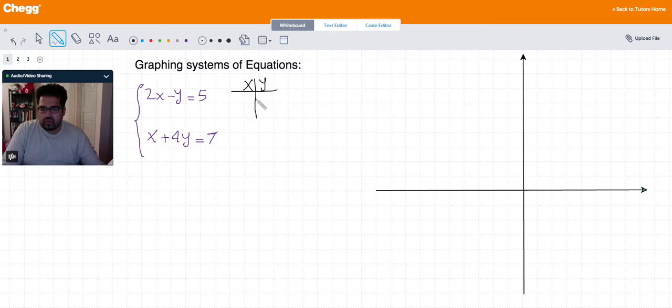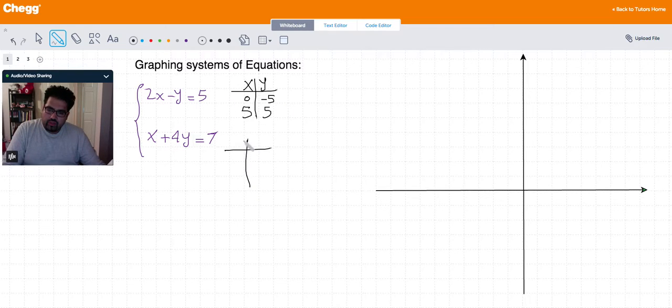If I choose x equals 0, I would get y equals negative 5. And let's say if I choose y equal to 5, I would get x equal 5 as well, because 2 times 5, 10 minus 5 gives me 5. So I already found 2 points on the first line.